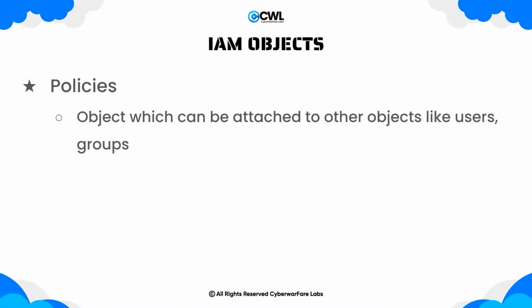Let's look into some of the objects. Right now, we have talked about the different credentials, how we can access them, what IAM is and so on. But let's talk about some of the IAM objects, because these are what are used to make IAM work. First and foremost, we have policies. Policies are objects which can be assigned to other objects. These other objects can be your users, your groups, or roles. And these policies are just a set of permissions which we define, and these permissions are then assigned to other objects.